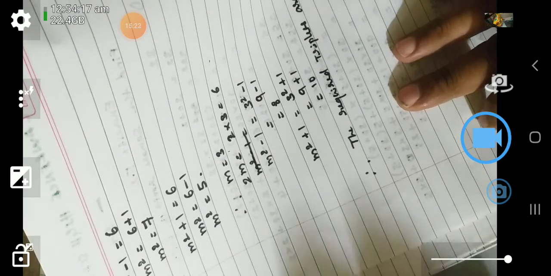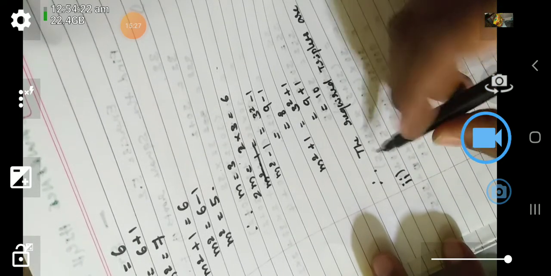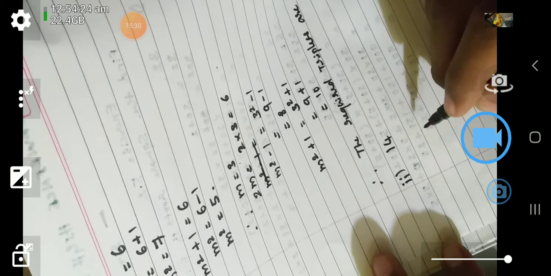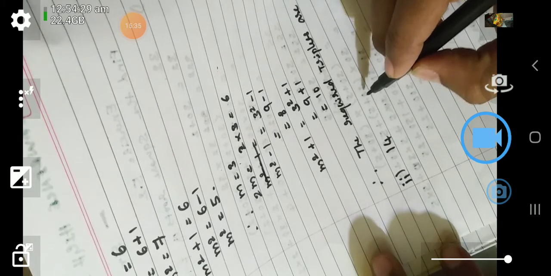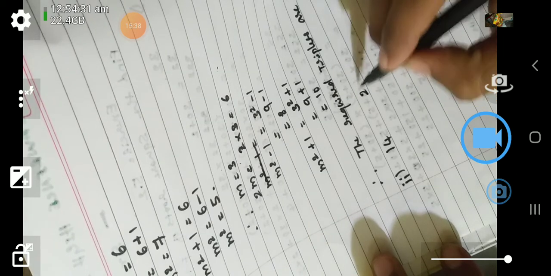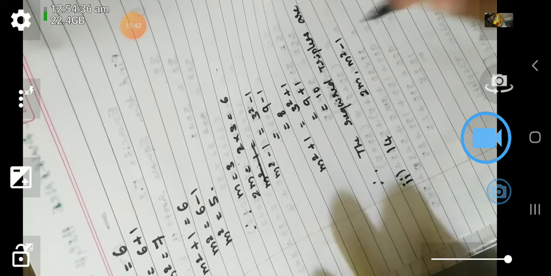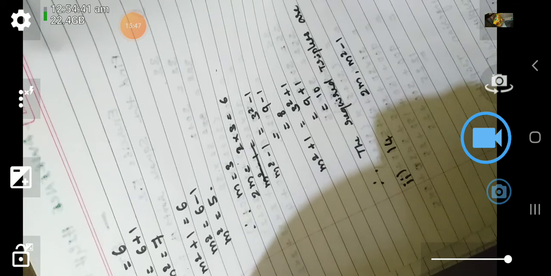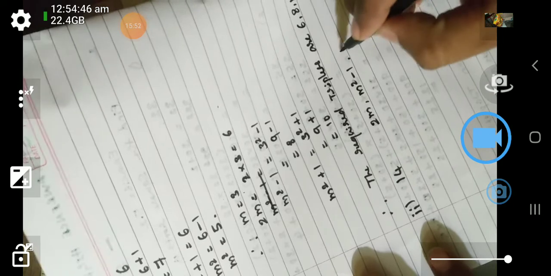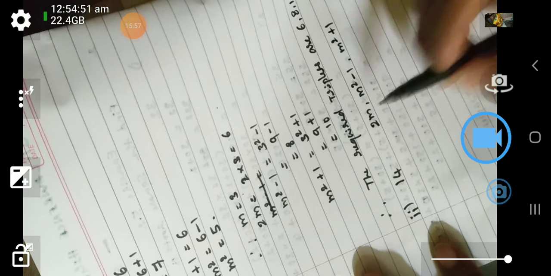So the next, second one, is 14. We know the Pythagorean triplets: what are they? 2m, comma, m square minus 1, and m square plus 1, correct? So first we try to find the value of m.